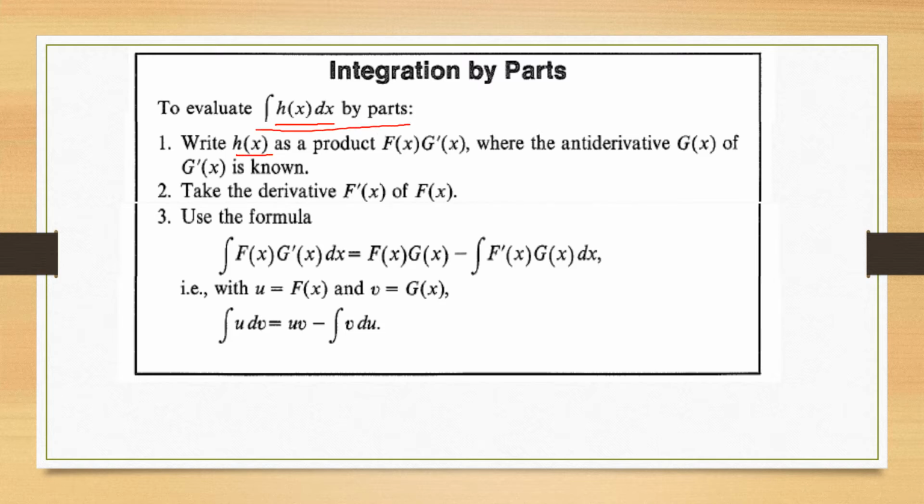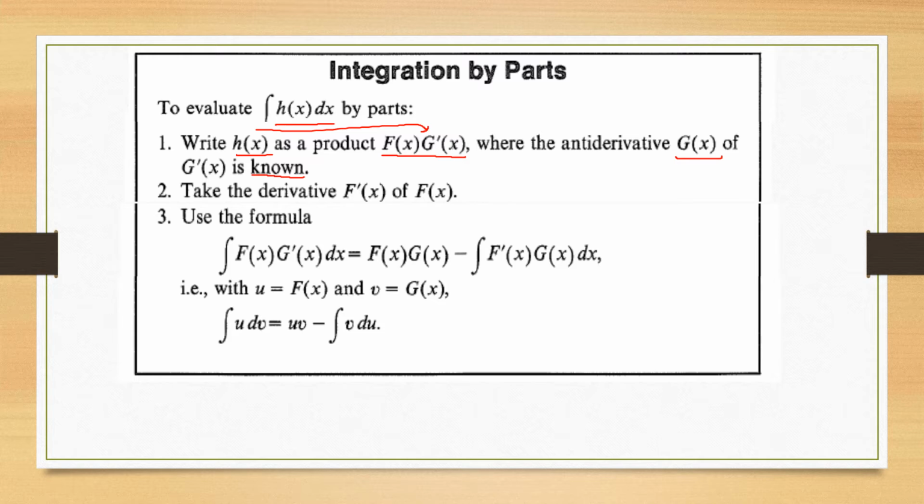as the product of two functions, in which one is f of x, the second is g dash x, where the antiderivative g(x) of g dash x is known. We will be aware of the g(x). So the selection is made as the product of f(x) g dash x.